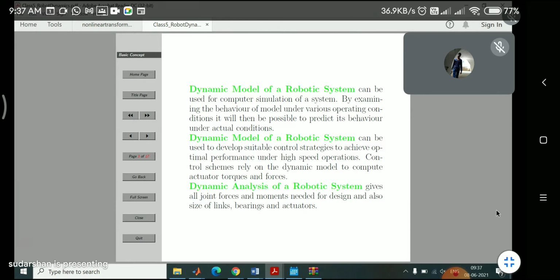By examining the behavior of the model under various operating conditions, it will then be possible to predict its behavior under actual conditions. So with the mathematical model, we can do the simulation, and using the simulation, we can predict if I apply this amount of force or this amount of torque, how the position and velocity will change.